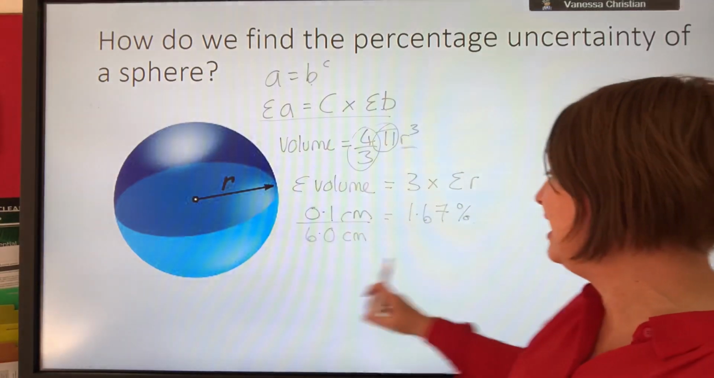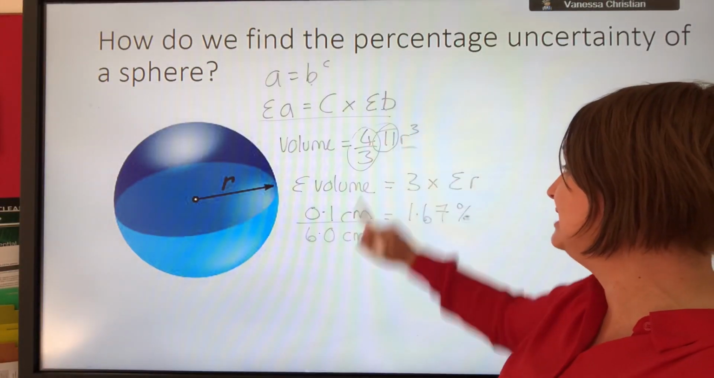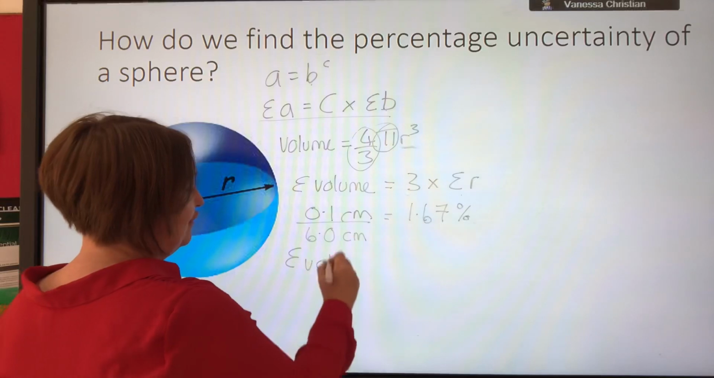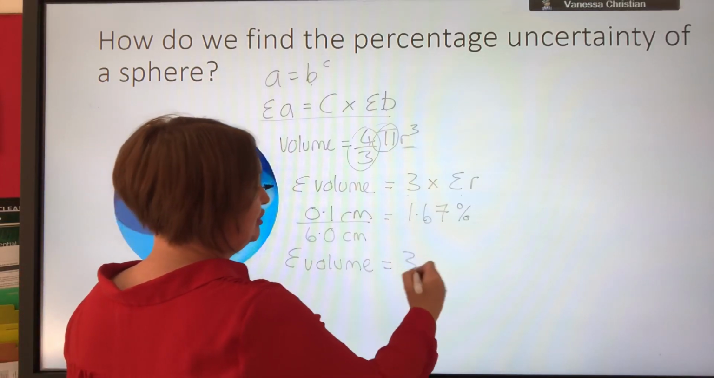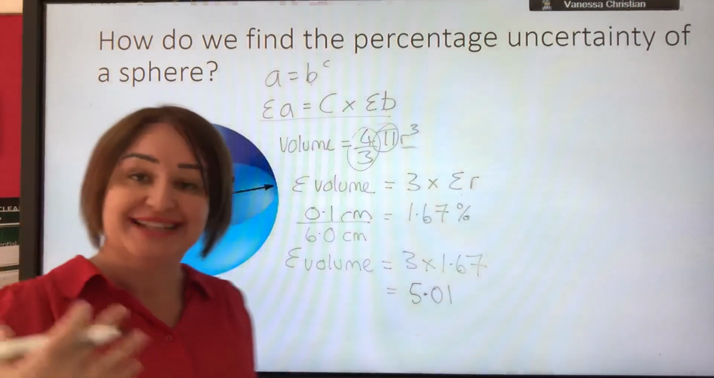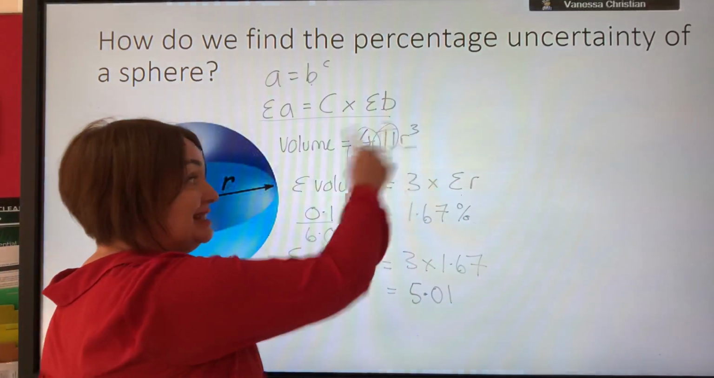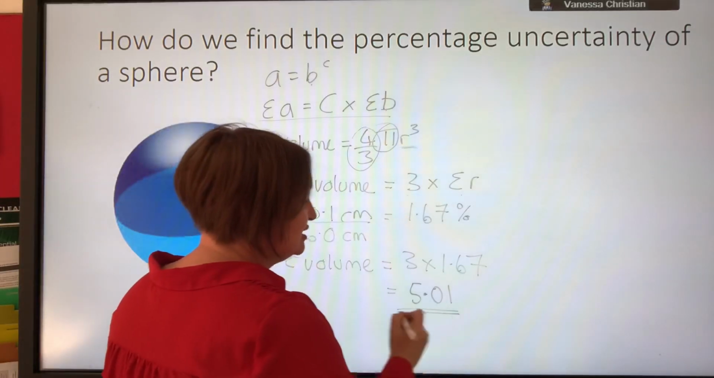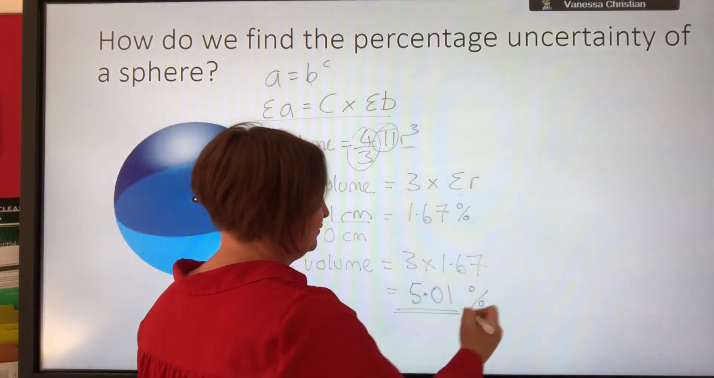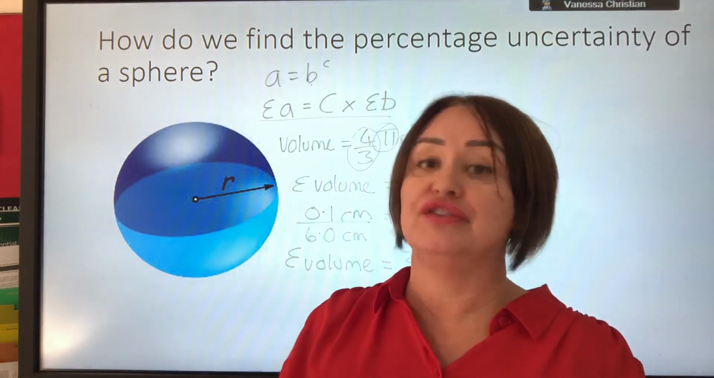So how do we apply that now to the volume of the sphere? Well, all we do is we take that power down and we multiply it. So the percentage uncertainty for our volume is equal to 3 times 1.67. So our uncertainty, we haven't even had to calculate the volume of the sphere because we can work it out from this equation here. Our percentage uncertainty for the volume of the sphere is 5.01%.